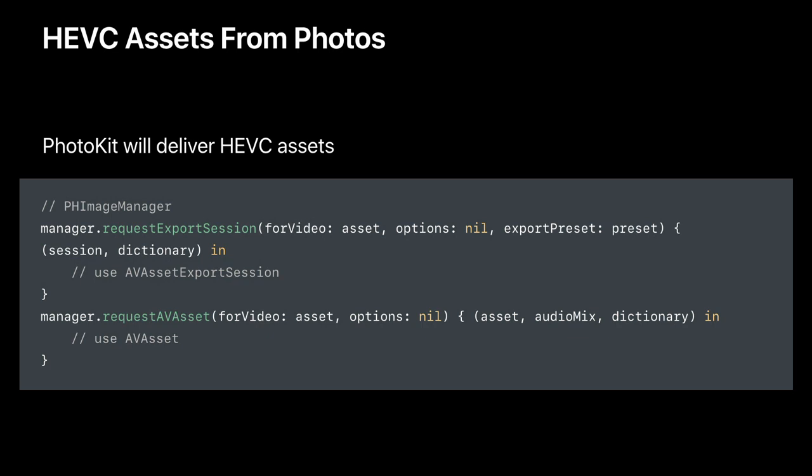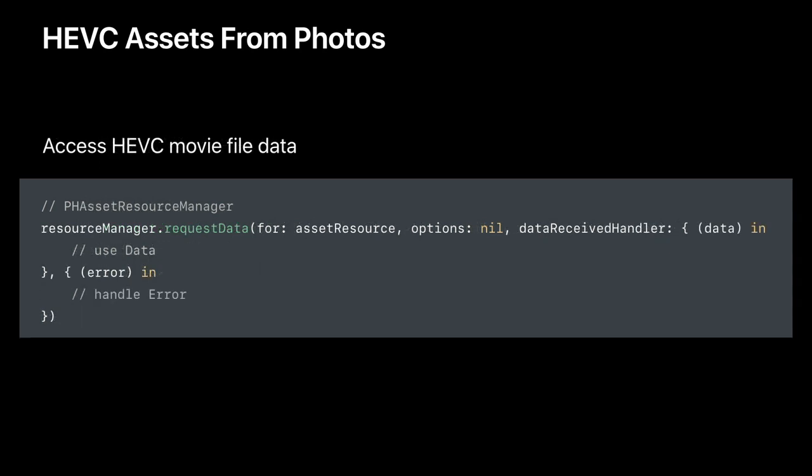If you're calling request AV asset, it will give you access to the HEVC media file, and this will have an HEVC video track inside of it. Now, if you're a backup application, you want access to the raw bits. So you're probably calling request data. So I want to make note that this will actually contain the HEVC video track inside the movie file that you receive. So you need to be able to handle this. Now that you have this content, let's talk about playback and display.